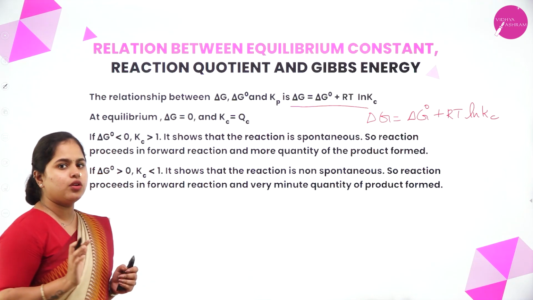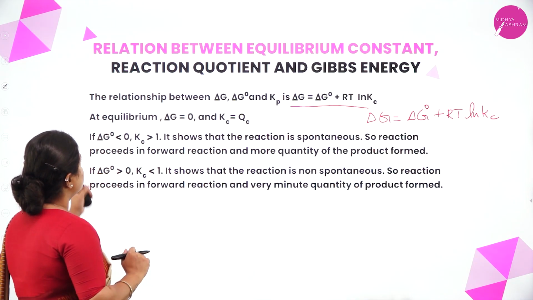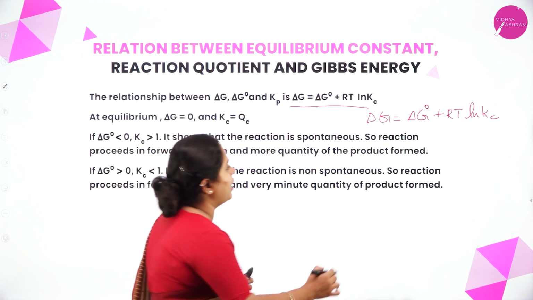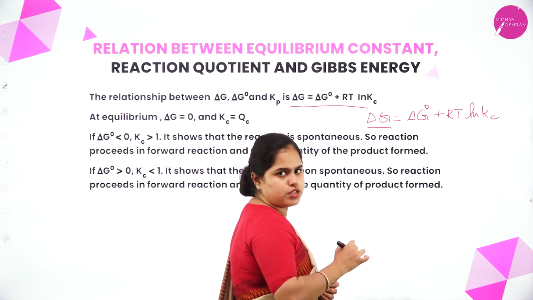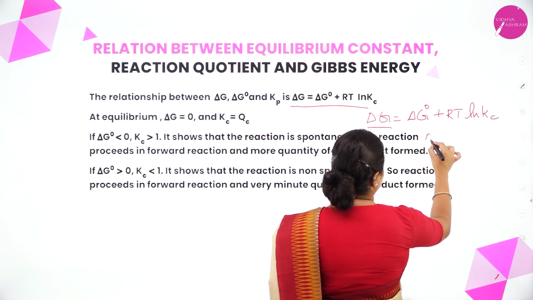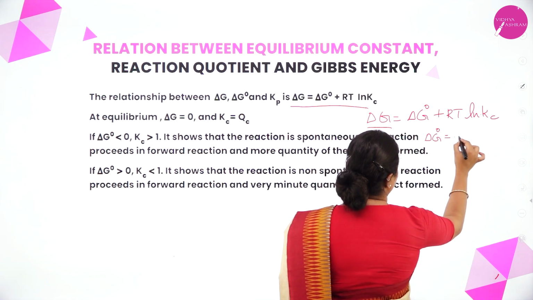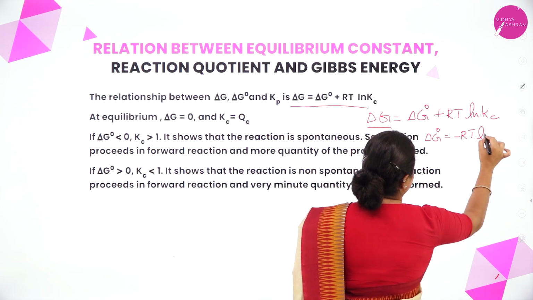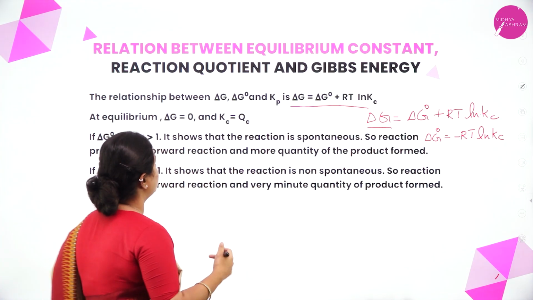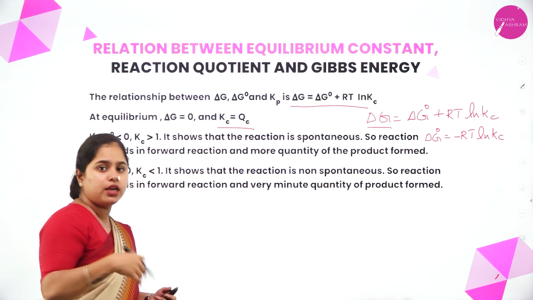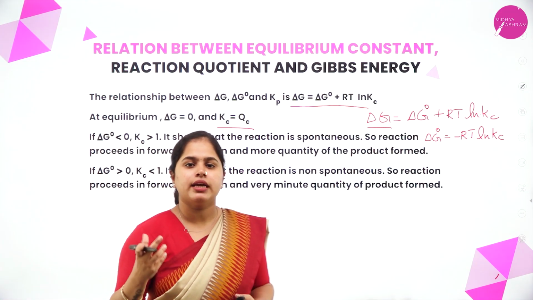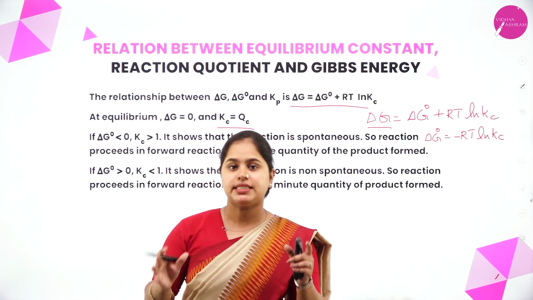So now we are going to find a relationship between these. At equilibrium, what happens? Delta G will be equal to 0. So this term will be equal to 0, and we can rearrange the equation: delta G naught will be equal to minus RT ln Kc. At equilibrium, delta G will be equal to 0 and Kc will be equal to Qc. We have already discussed that the reaction quotient and the Kc value are equal at equilibrium.